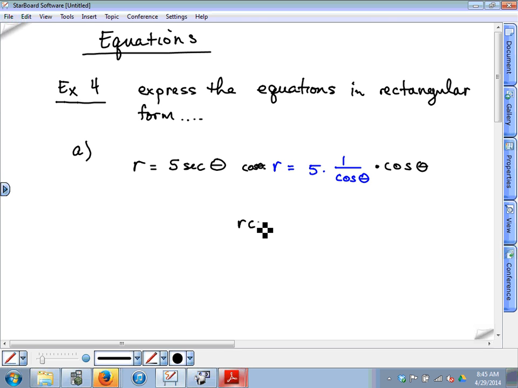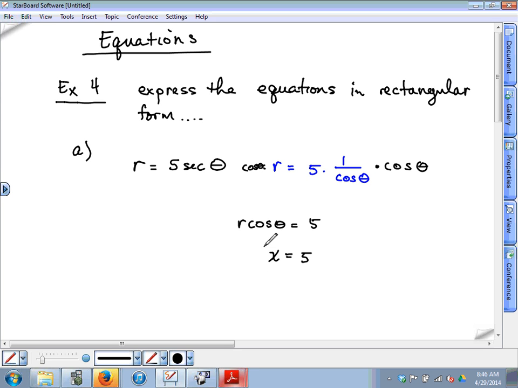So now we have the equation r cosine theta is equal to 5. But what is r cosine theta? x. So we have x is equal to 5, and that is the equation in rectangular form. How do we know it's in rectangular form? Because it's in terms of x or y, and there's no more r, there's no more theta. What is that, by the way, x equals 5?